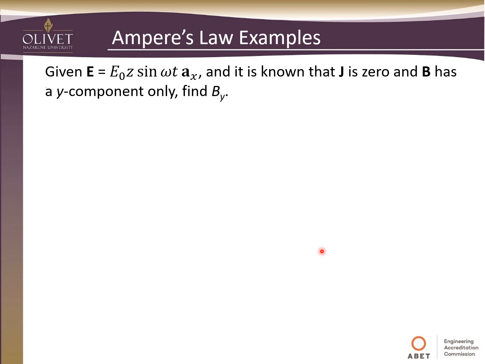So let's look at some examples. First example, we're given an E field defined by E naught z sine omega t in the x direction. So this is a sinusoidal electric field. And it's told to us then that the current density is 0 through a certain area, or surface area, and that the magnetic field only has a y component. So in other words, we've only got B, or magnetic flux density sub y. And so they want us to find that.